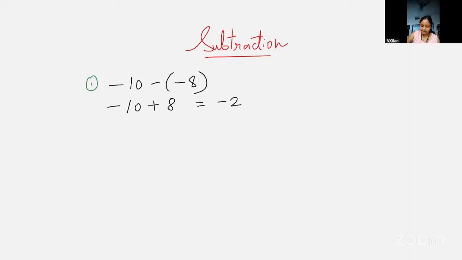The rule that I am applying here, I'm putting it in the bracket on the right side. The rule that I'm applying here is minus and minus is equal to plus. Okay, that's the rule I'm applying here. Number 2, one more.